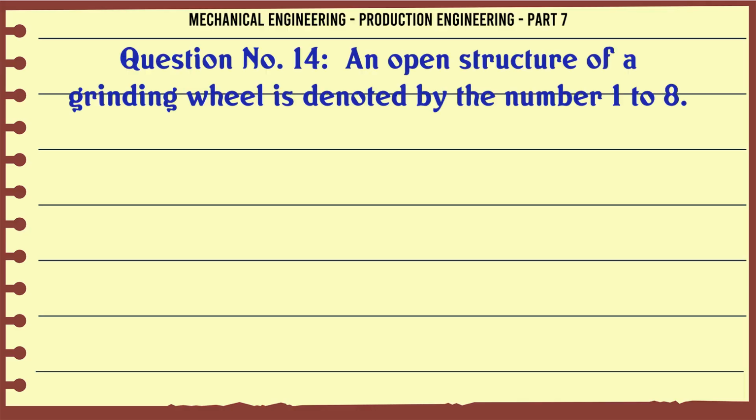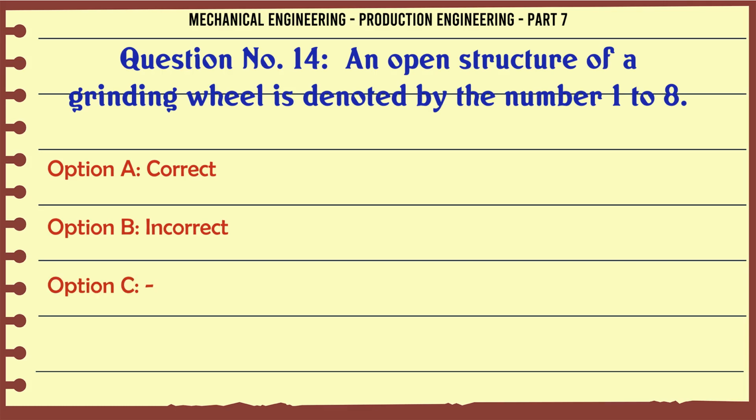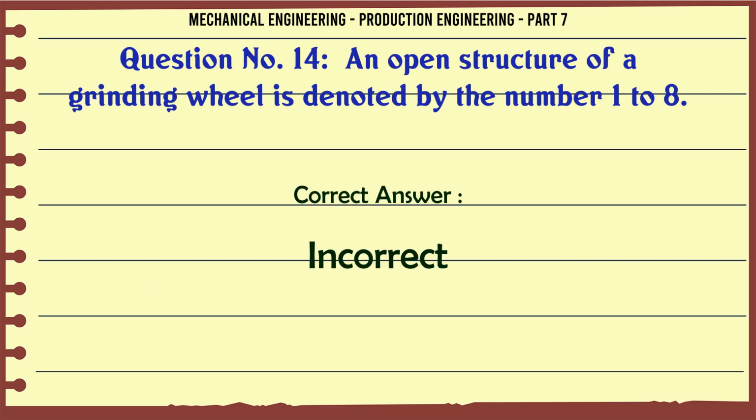An open structure of a grinding wheel is denoted by the number 1 to 8. A) Correct, B) Incorrect. The correct answer is incorrect.